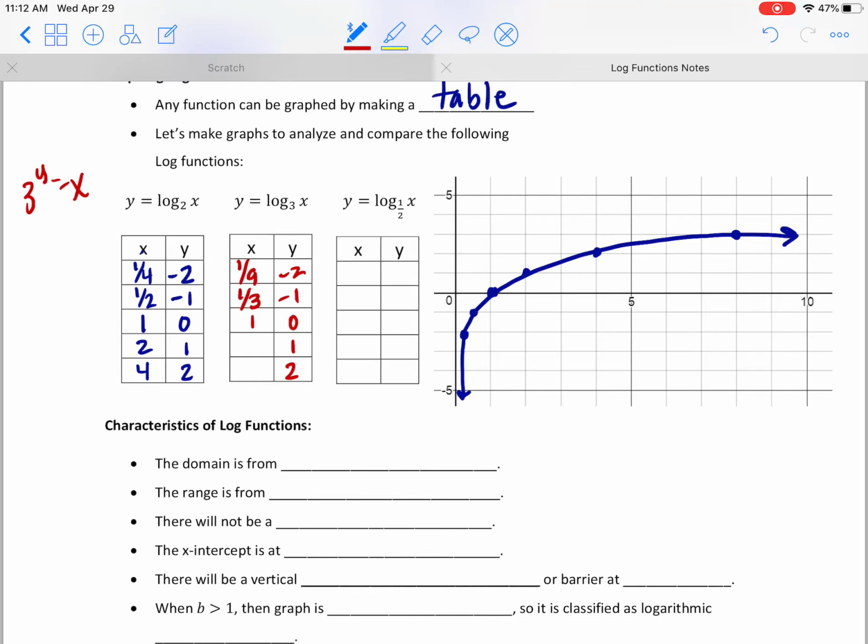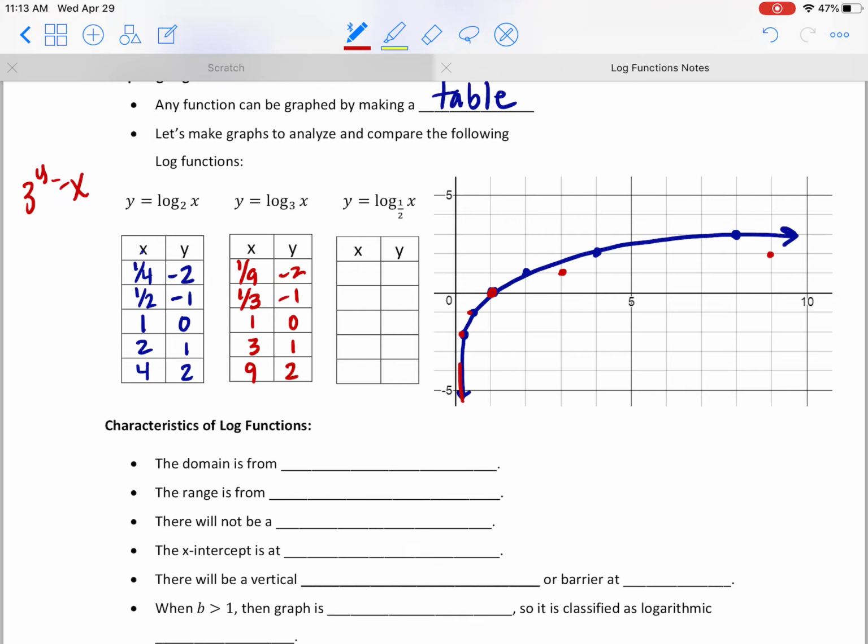If we make that a 3, hopefully you already know what's going to happen here, but if we were looking at 3 to the y power equal to x, and I put in negative 2, negative 1, 0, 1, and 2, then 3 to the negative 2 would be 1/9, 3 to the negative 1 would be 1/3, 3 to the 0 is 1, 3 to the first is 3, 3 squared is going to make 9.